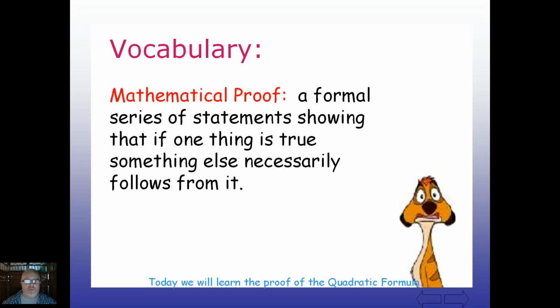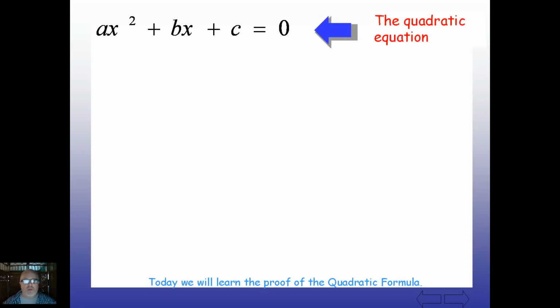So the question is here, how do we go from the general form of a quadratic equation to the quadratic formula? So here's the quadratic equation, and we're going to end up, after we do these steps, with the quadratic formula. Well, how do we go from here to there? Well, this is exactly what we're going to do.